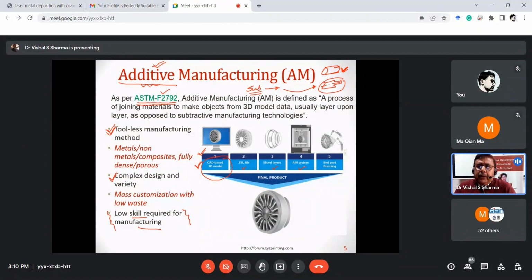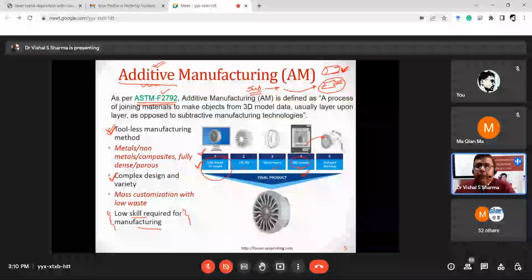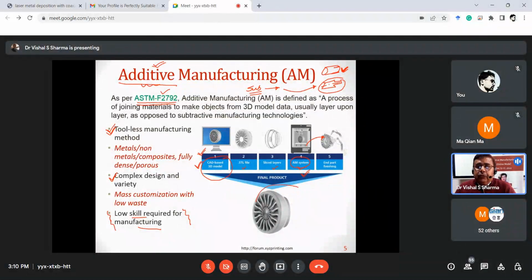Now, once the part is created by additive manufacturing, this is not the final step. We have to do something more on it in order to get the useful part, and that step is called post processing. Some finishing operation is to be done on this, which is called post processing. Then only we get the final part.